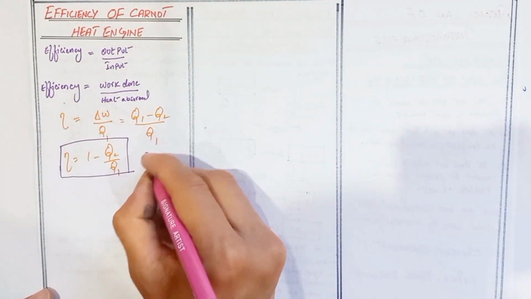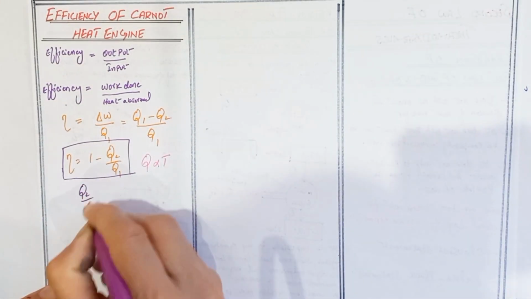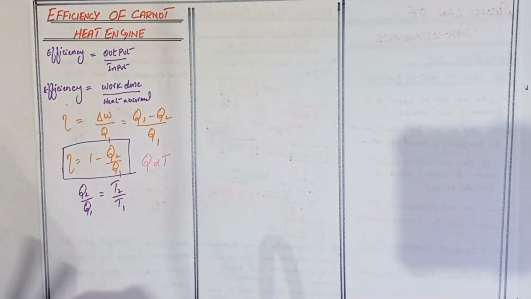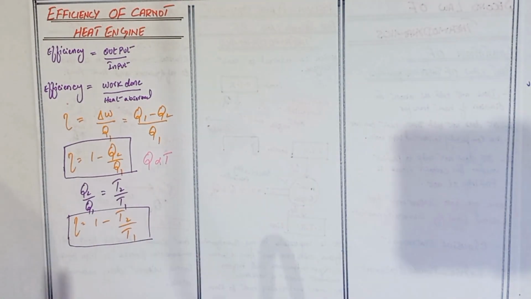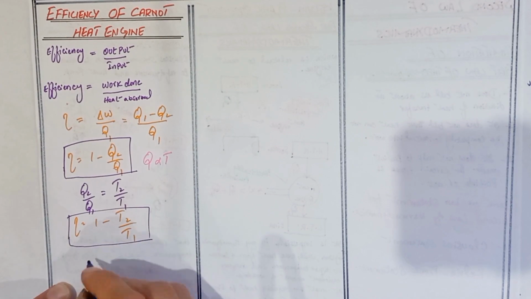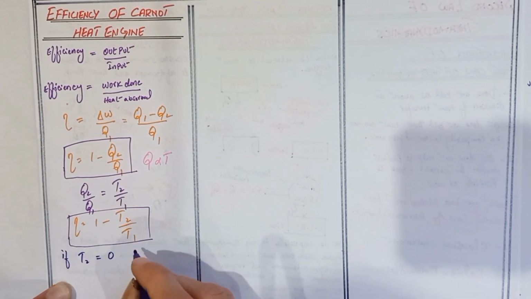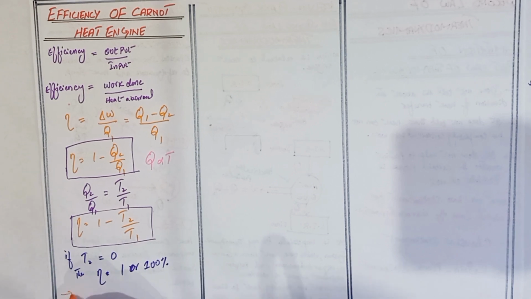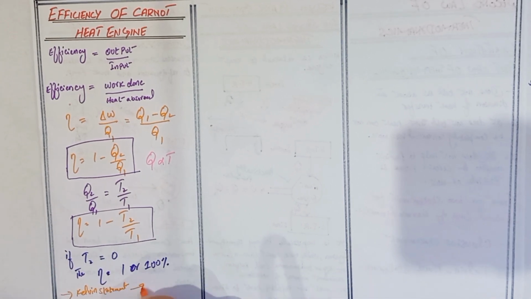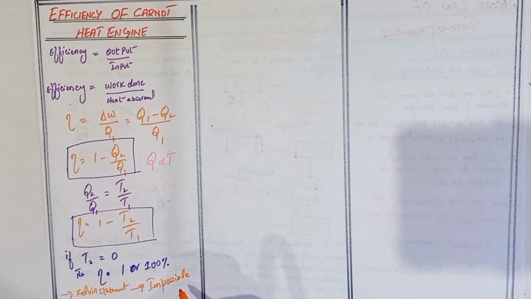As we know that the heat is directly proportional to the temperature, we can write Q2 over Q1 equals T2 over T1. So the formula of efficiency we can write is eta equals 1 minus T2 over T1. This formula is also used for calculating the efficiency of the Carnot engine. The efficiency is 100% if T2 is equal to 0, then efficiency is equal to 1, or 100%. From the Kelvin statement, it is impossible for any heat engine to have an efficiency of 100%.